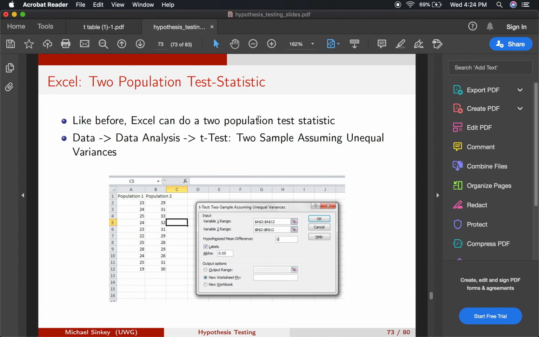All three of these settings, the matched pairs, the pooled, and the two population, the hypothesized mean difference is 0. So that is a commonality between these groups that we want to use.